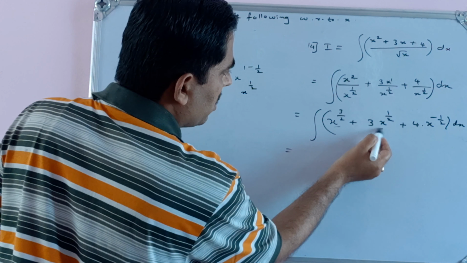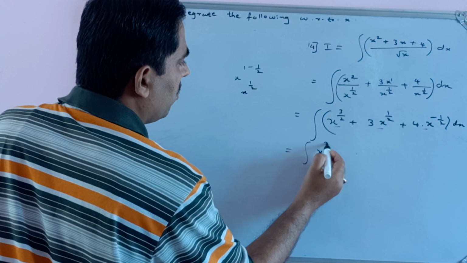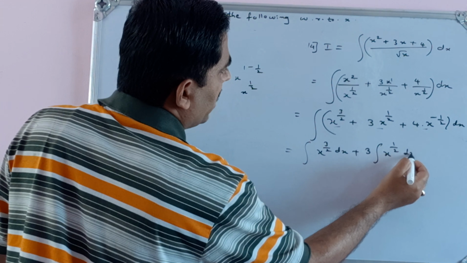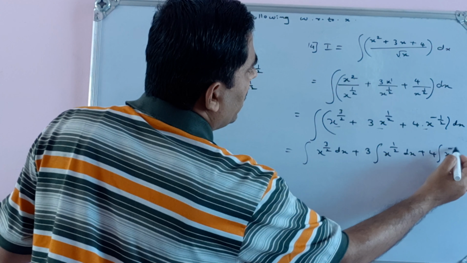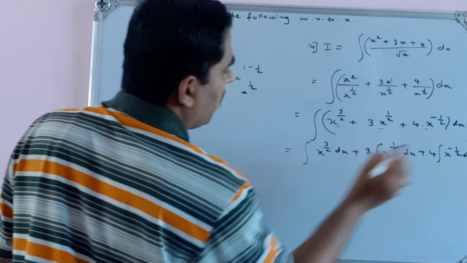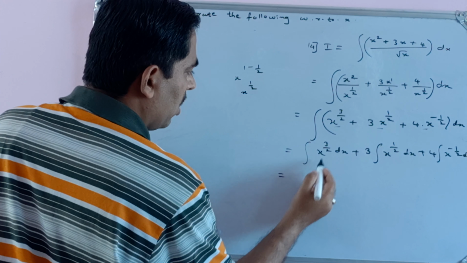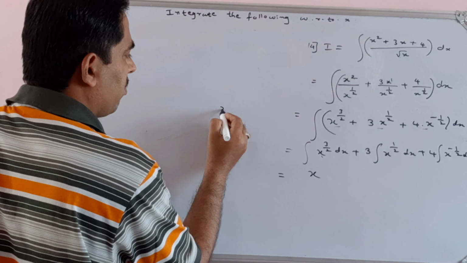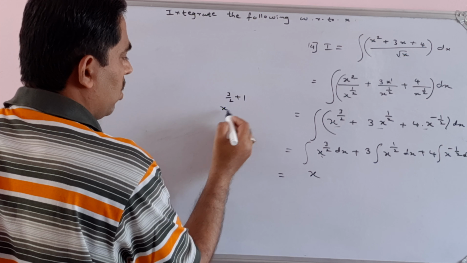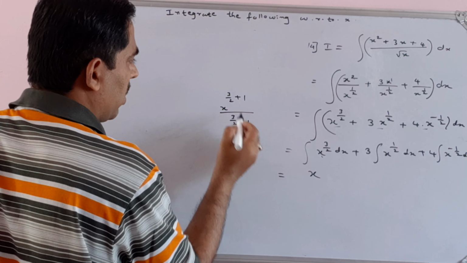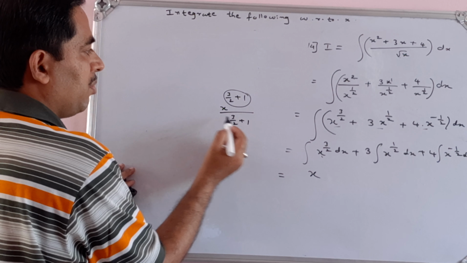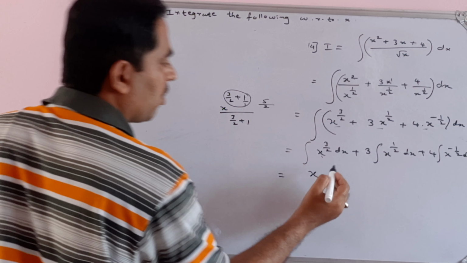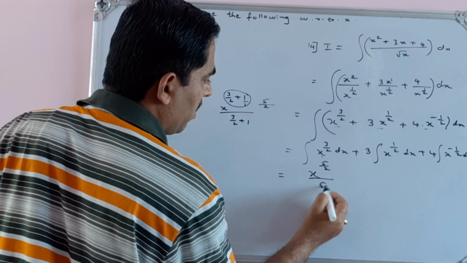Now you integrate this and this separately. So integration of the first term with respect to x, plus, write 3 outside, integration of the second term with respect to x, write 4 outside, integration of the last term, that is x to the power of minus half with respect to x. Now use the power rule for every term. For x to the power of 3 by 2, what is the integration? x to the power of 3 by 2 plus 1, divided by n plus 1, that is 3 by 2 plus 1. Whatever answer you get here, you repeat the same thing. 3 by 2 plus 1: if you take the LCM, that is 2, 3 plus 2, that is 5 by 2. So x to the power of 5 by 2 divided by 5 by 2.